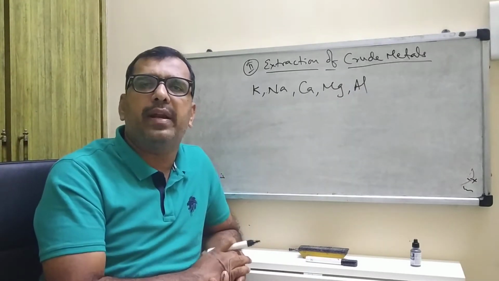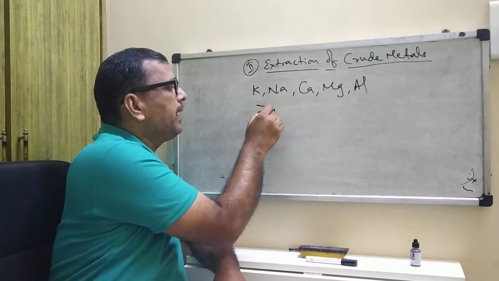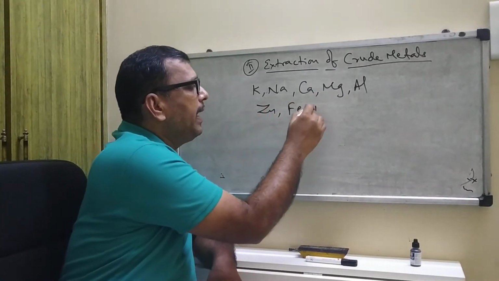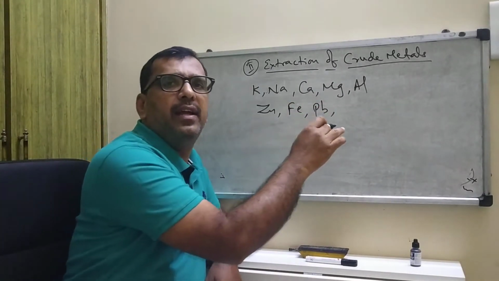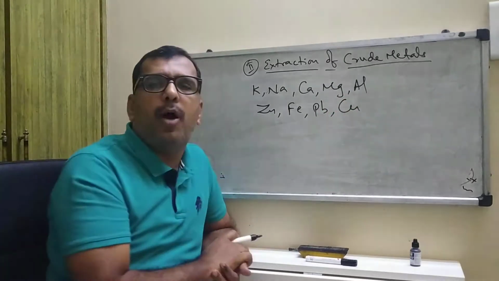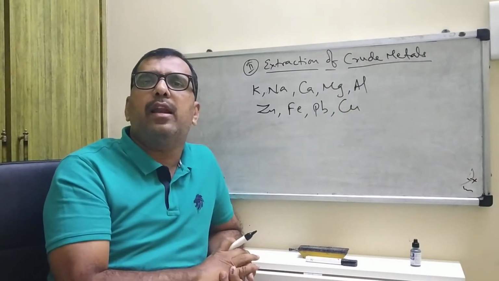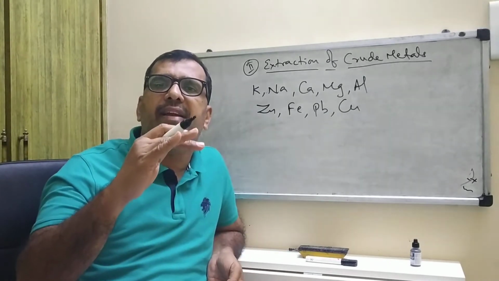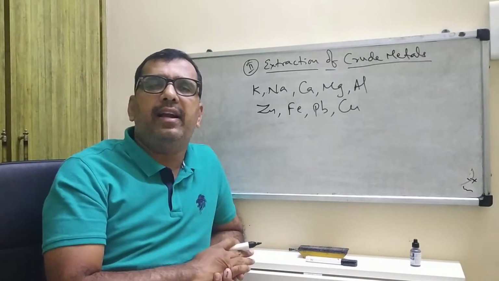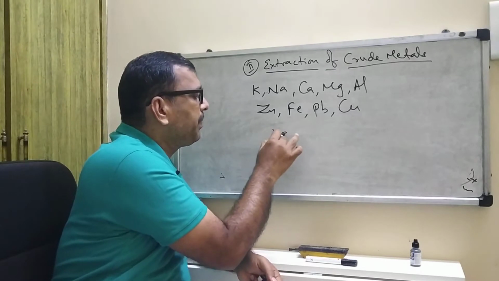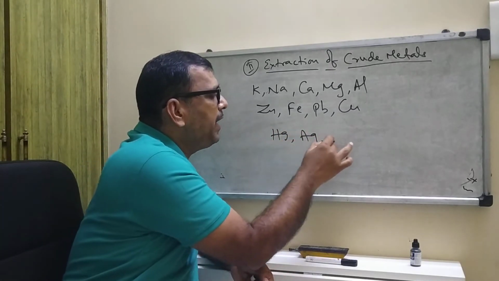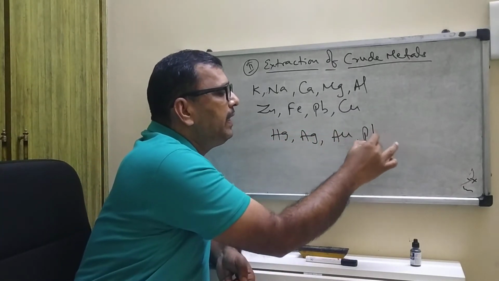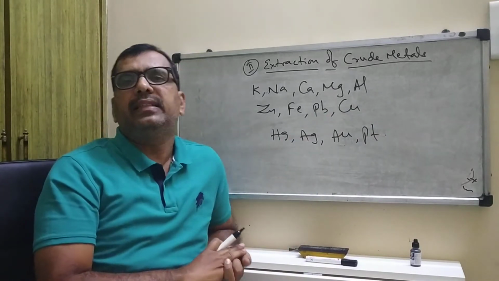Next one is moderate: that is zinc, iron, lead, and finally you take copper. Copper is low reactive or moderate reactivity, so the reactivity is somewhat low. And finally Hg, Ag, Au and Pt, these are the low reactivity series.